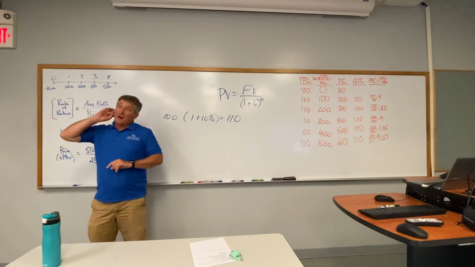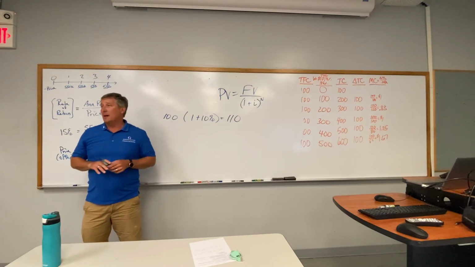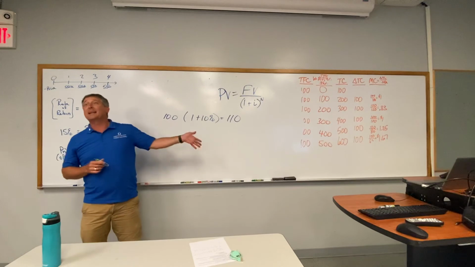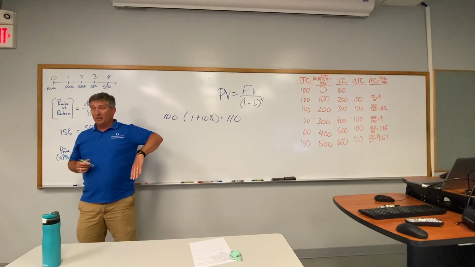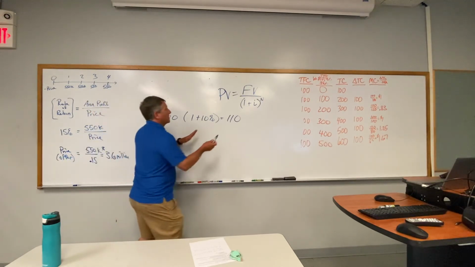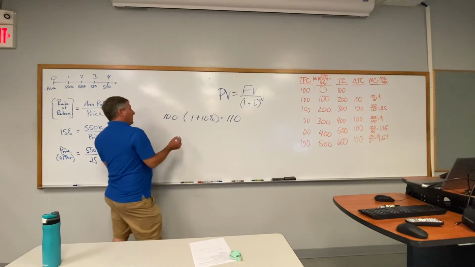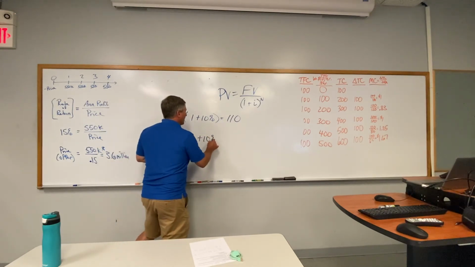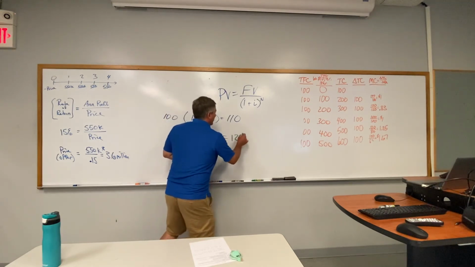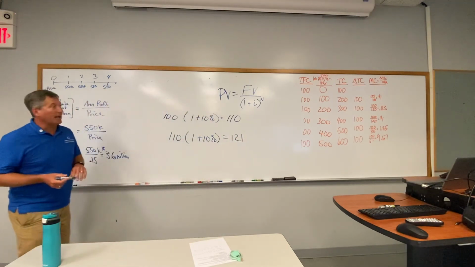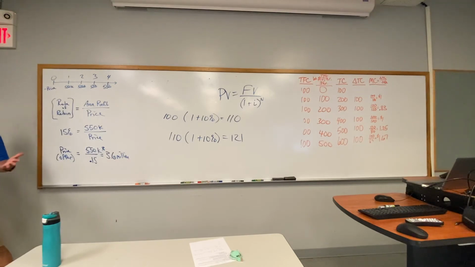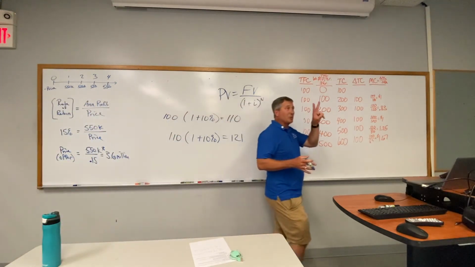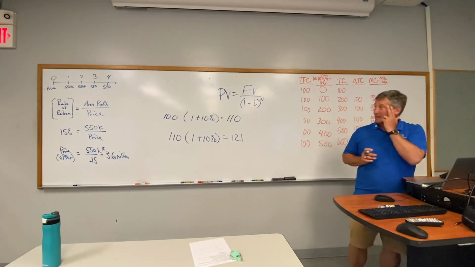What if we let it ride for a second year? How much has your money grown to now if we let it ride a second year? 121. So where did that come from? We're going to take our 110 and let it ride again for a second year, and I get 121. Okay, everybody with me on that? That's the simplest version of investing that we could do, a 2-year run on a $100 investment.